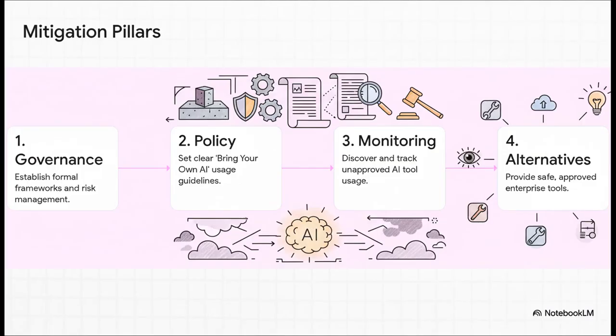This whole strategy really rests on 4 key pillars, and they all have to work together to create a secure AI ecosystem. You can think of it like this. First, you build a strong foundation, then you set clear rules, then you get visibility into what's happening, and finally, and this is key, you offer a better way forward.